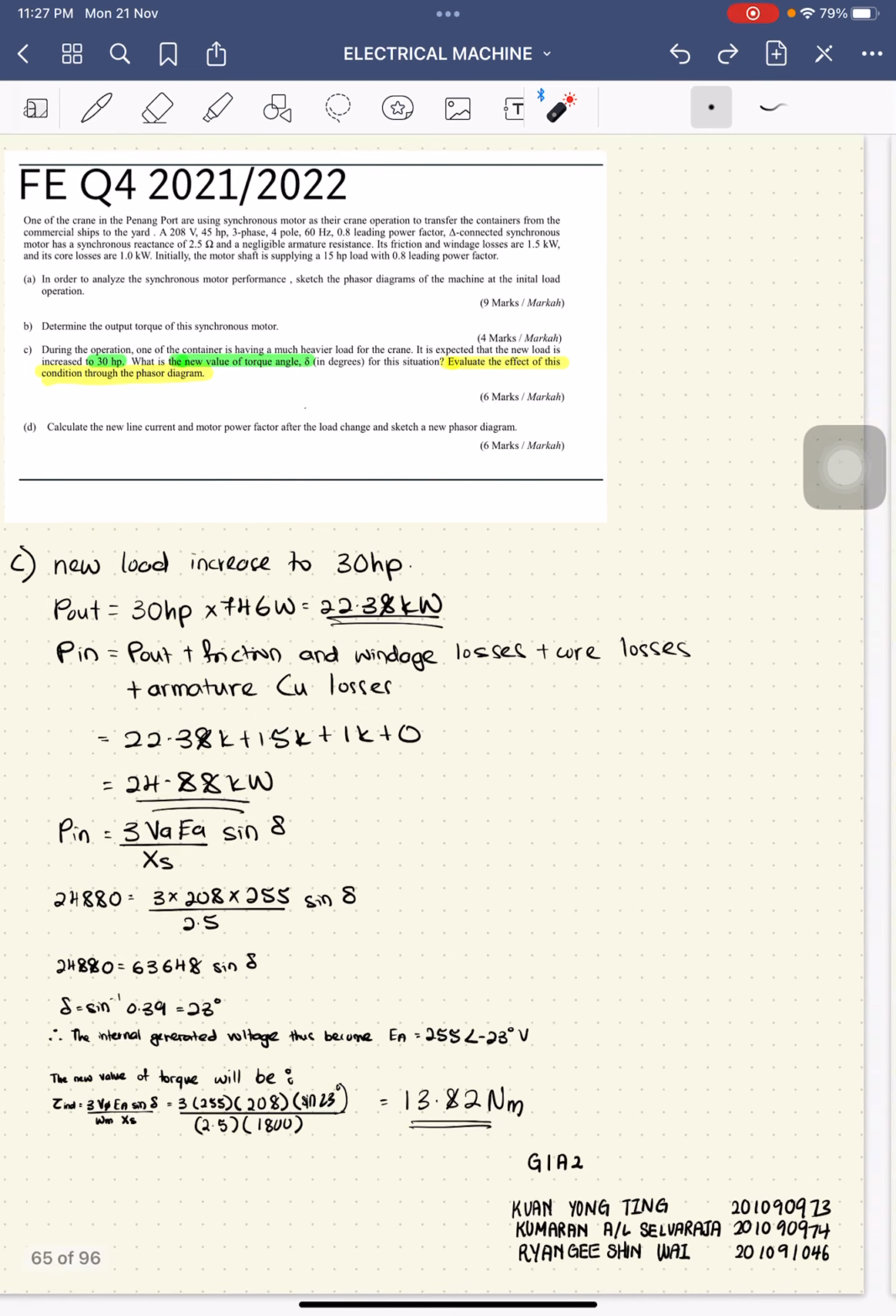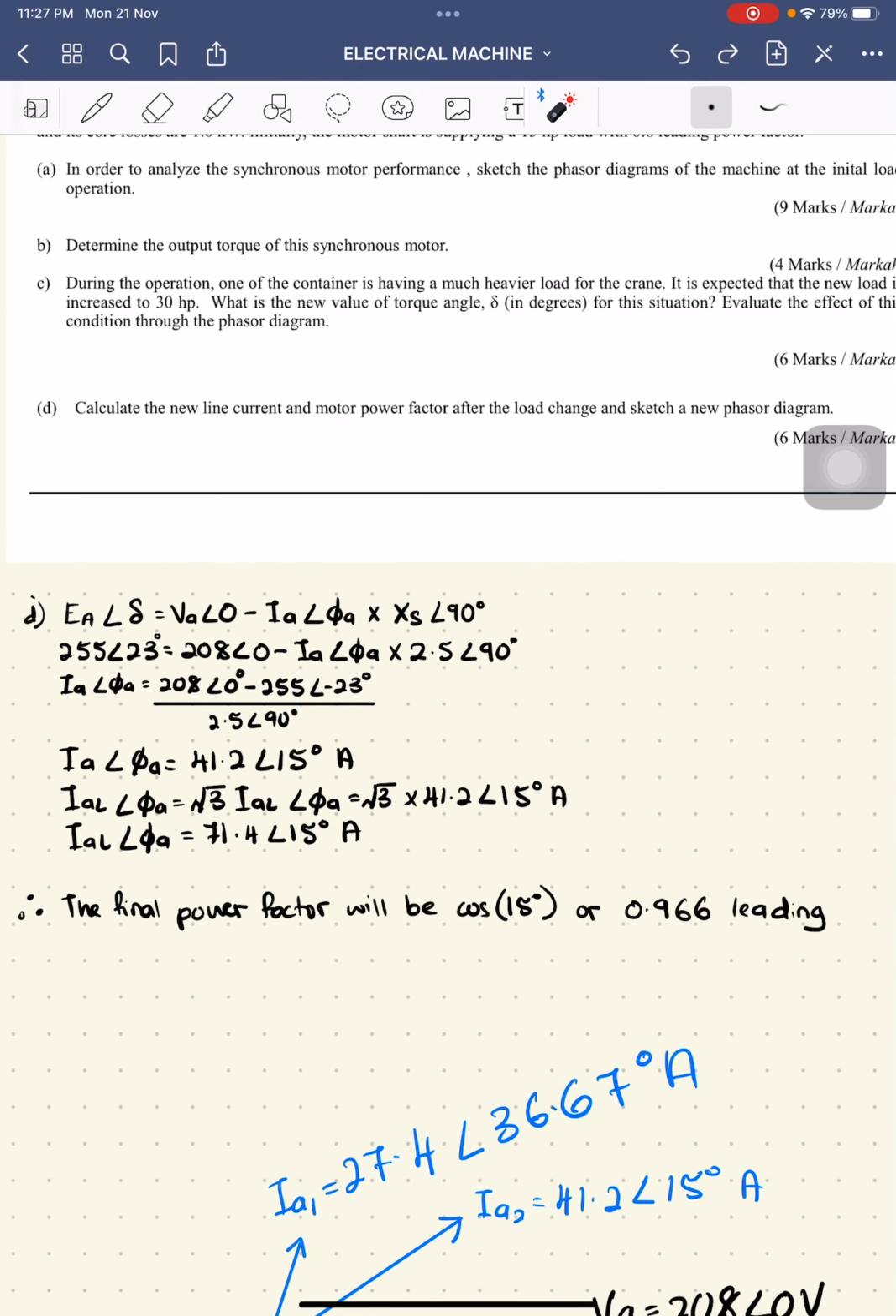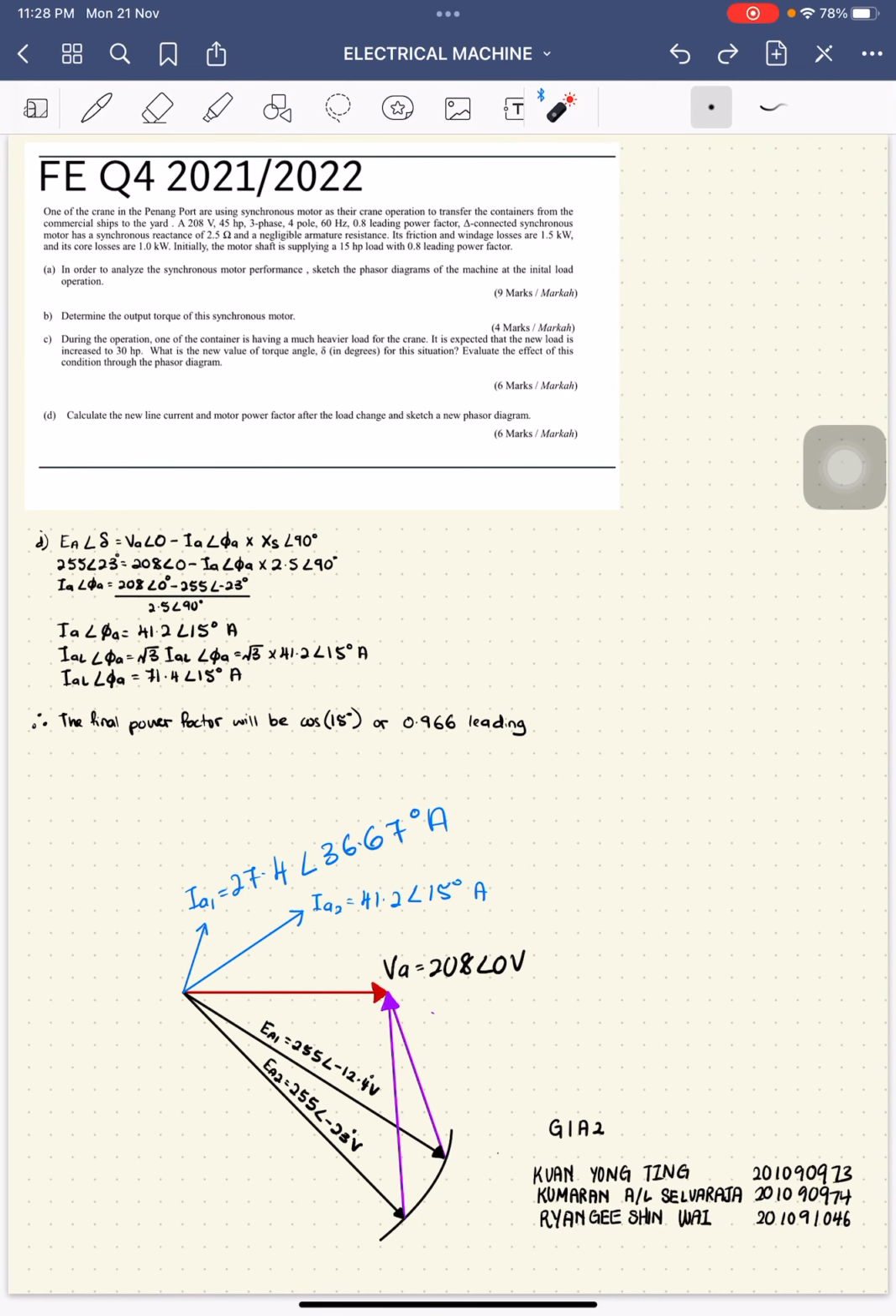Next, I will continue to calculate the new line current and motor power factor after the load change and sketch a new phasor diagram. See this one, the phasor diagram.